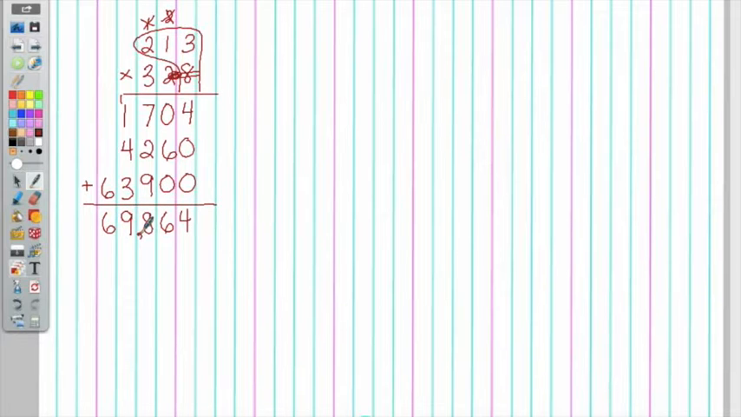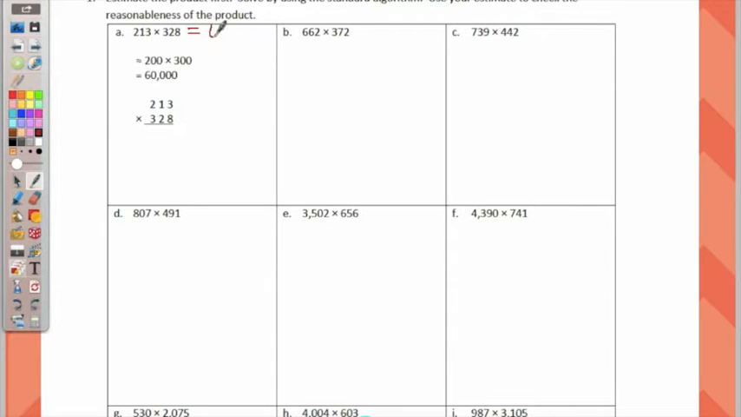And do you see how these multiplication problems usually end up wider than they start? So that's why you've got to move your next problem over farther than you think you do. And we'll talk about that in a minute. So now I want you to take your answer, 69,864, and write it on your paper.